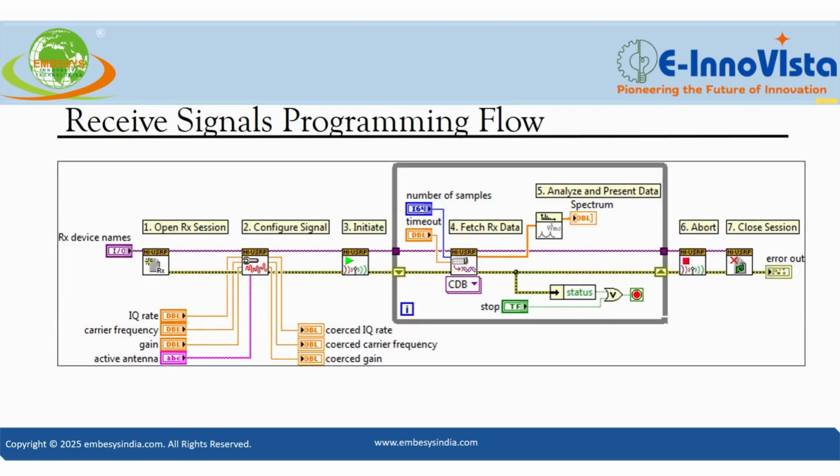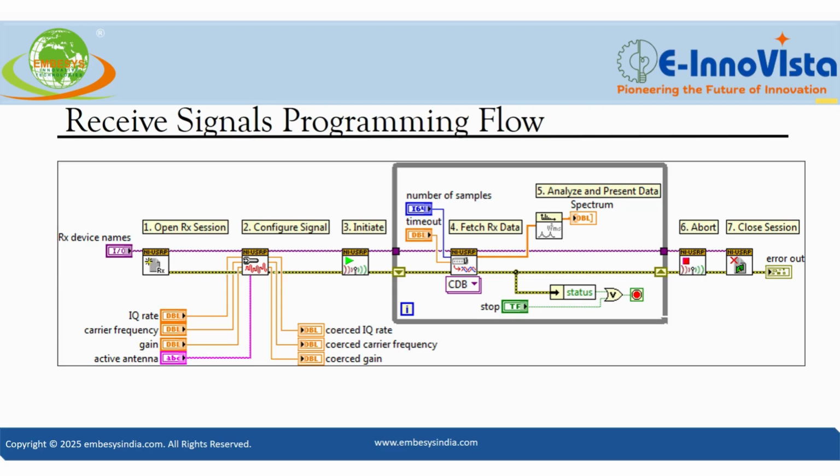Then what is the receive signal programming flow? In the receive signal programming flow, the first two blocks are almost common or the same. That is, open RX session, where you have to define the receiver device, the USRP device name, then configure the signal like IQ rate, carrier frequency, gain, and active receiver antenna.